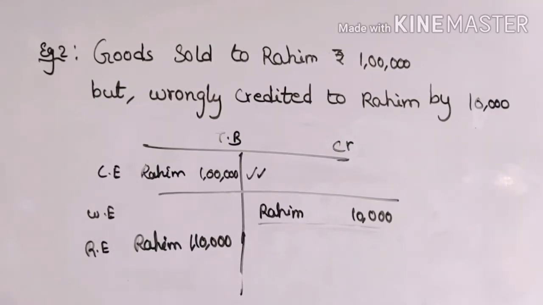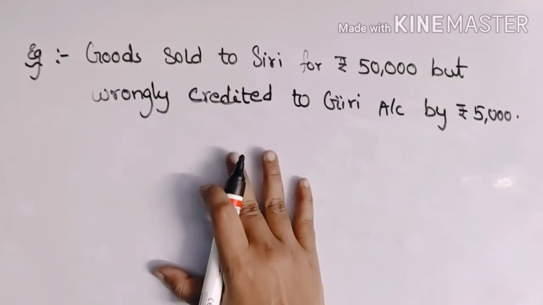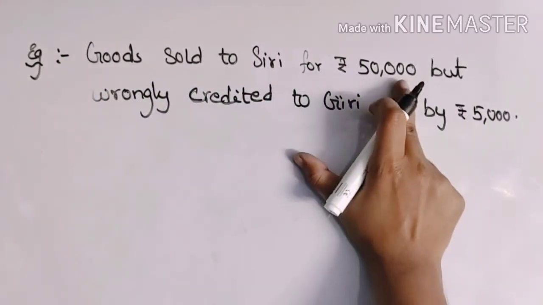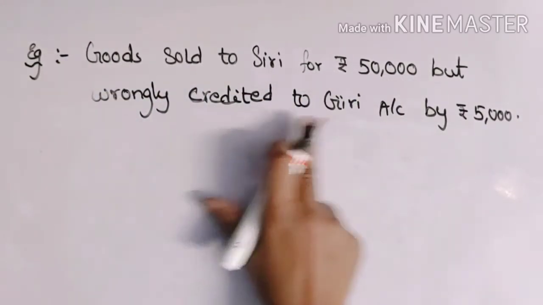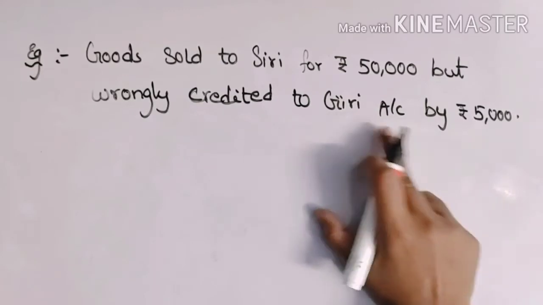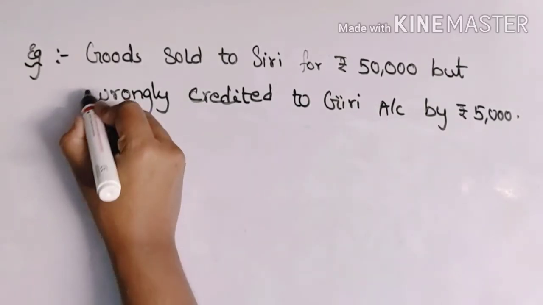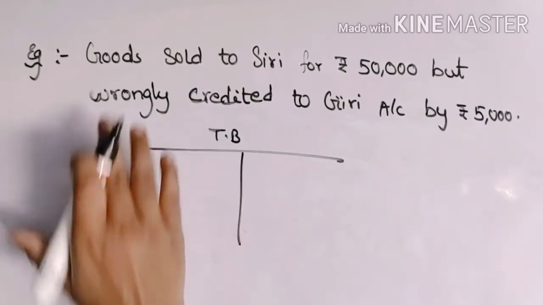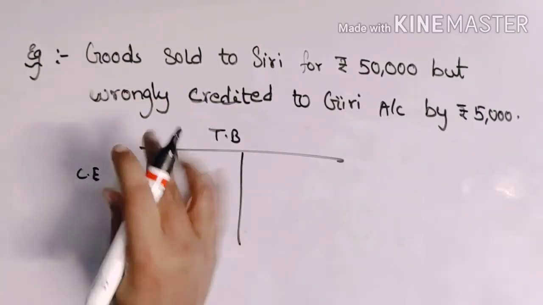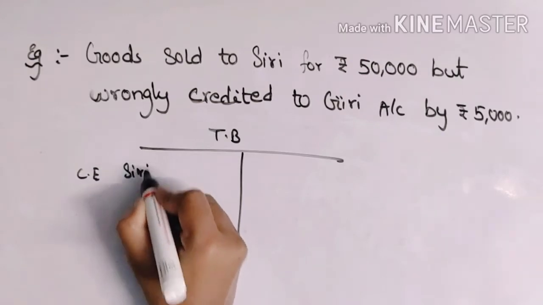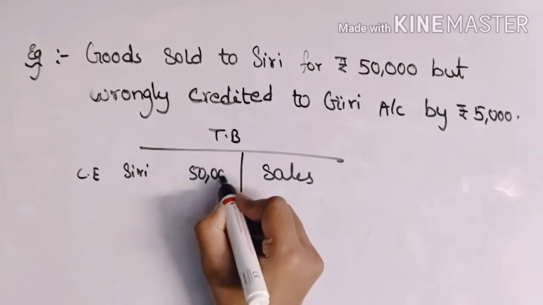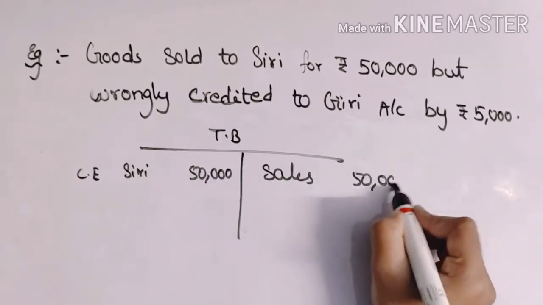Okay. So this is another type of error. See what they have given. Goods sold to Siri for rupees 50,000 but wrongly credited to Giri account by rupees 5,000. Now how we can rectify it? Simply write the trial balance extract like this. What is the correct entry? Goods sold to Siri means Siri account debit to sales account. Okay, 50,000. And here also 50,000. This is the correct entry.